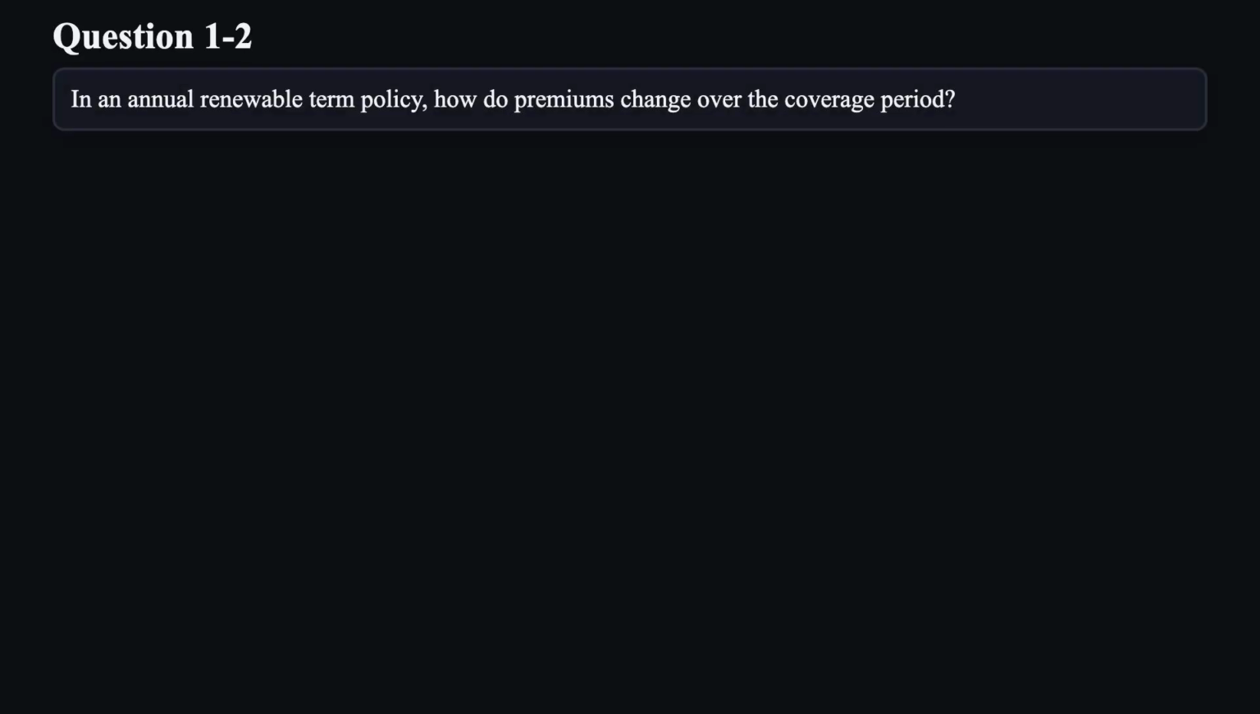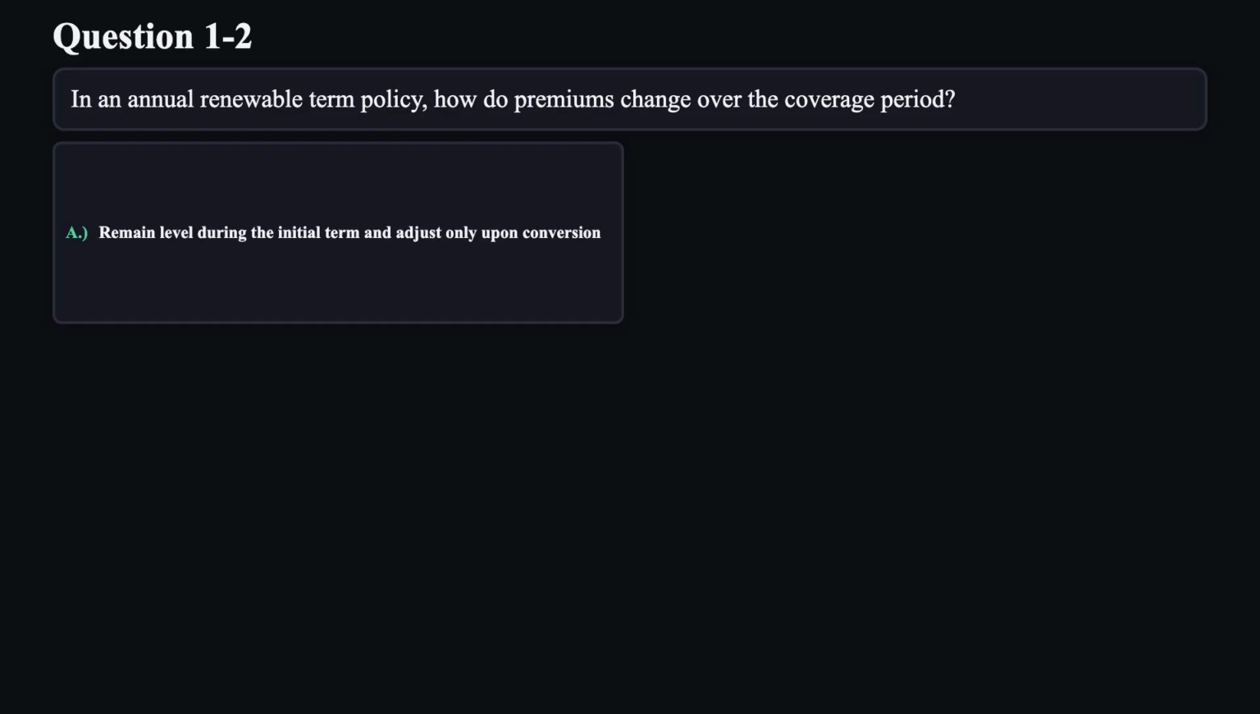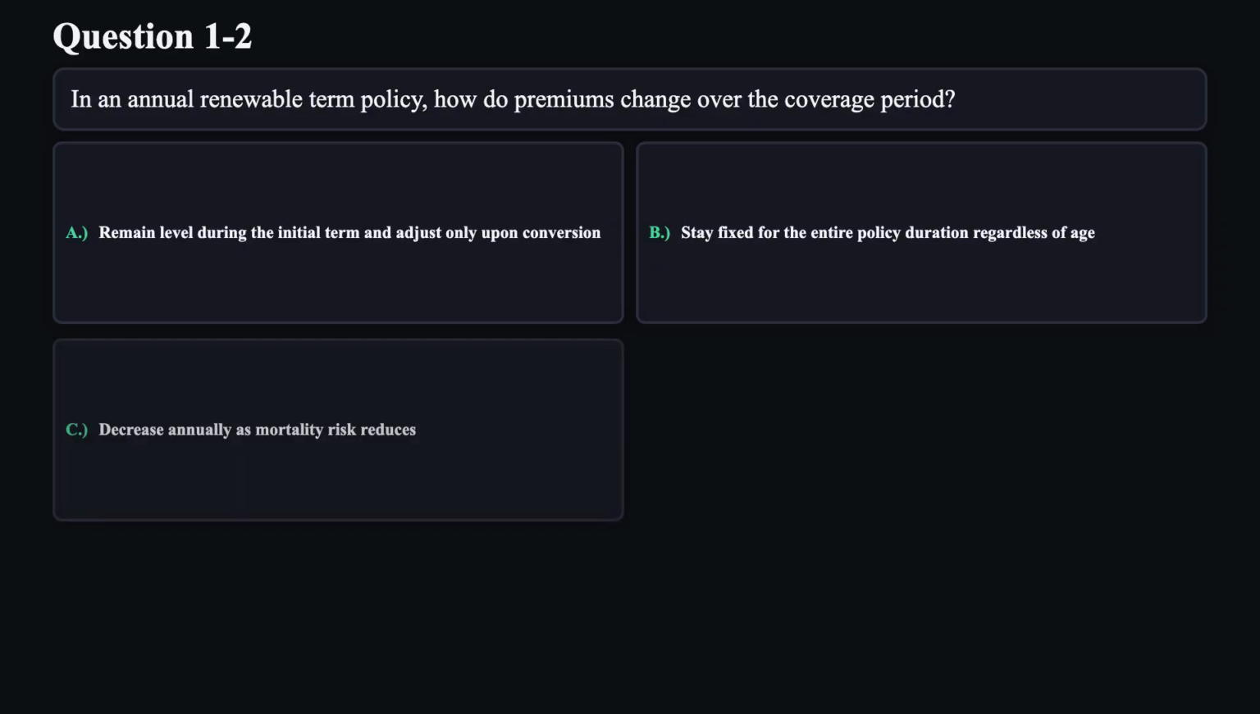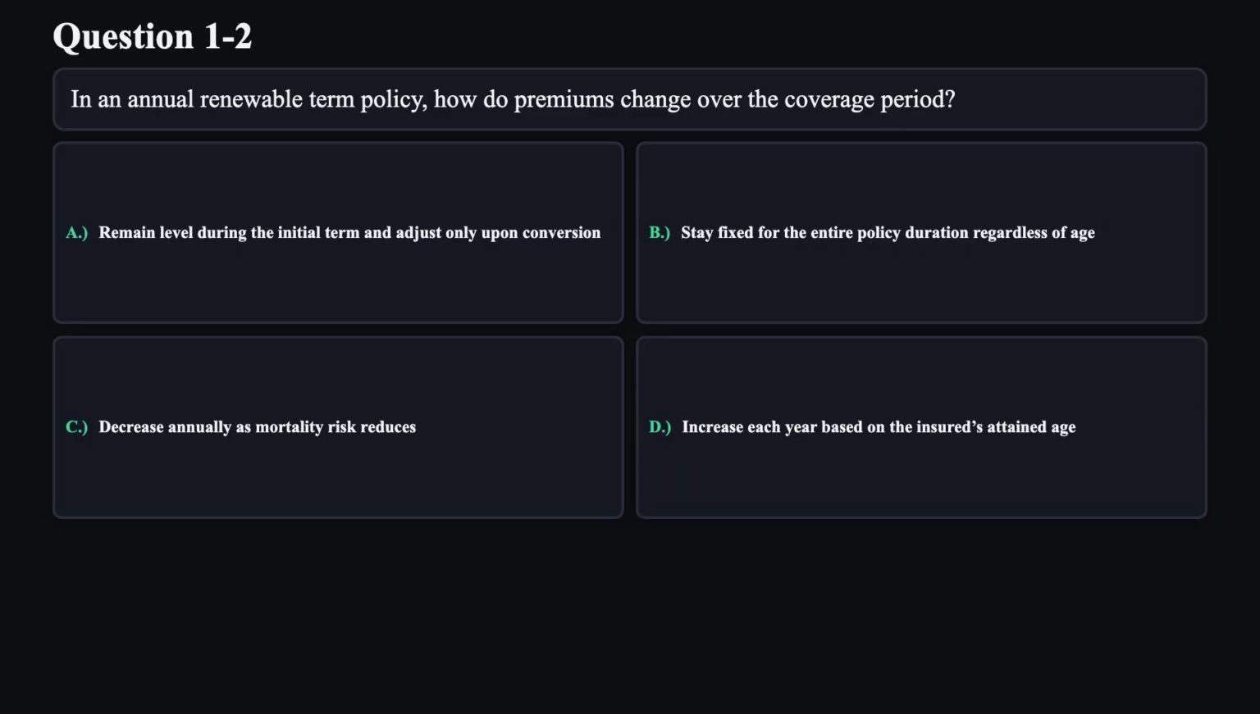Question 2. In an annual renewable term policy, how do premiums change over the coverage period? A. Remain level during the initial term and adjust only upon conversion. B. Stay fixed for the entire policy duration regardless of age. C. Decrease annually as mortality risk reduces. D. Increase each year based on the insured's attained age.